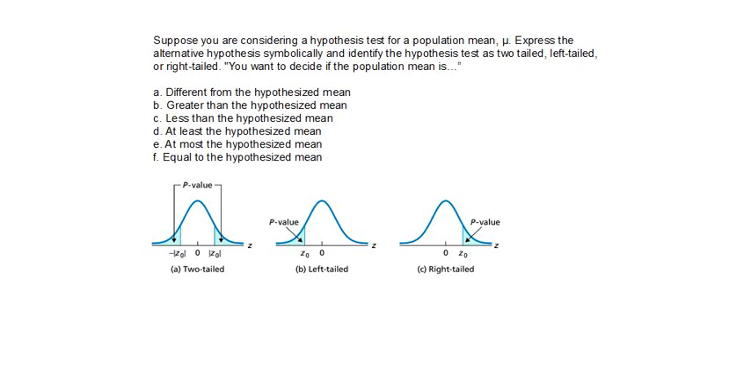So the statement would go something like one of the following. You want to decide if the population mean is different from the hypothesis mean, greater than the hypothesis mean, less than the hypothesized mean, or at least or at most the hypothesis mean? What if we say it's equal to the hypothesis mean? How should we state our alternate?